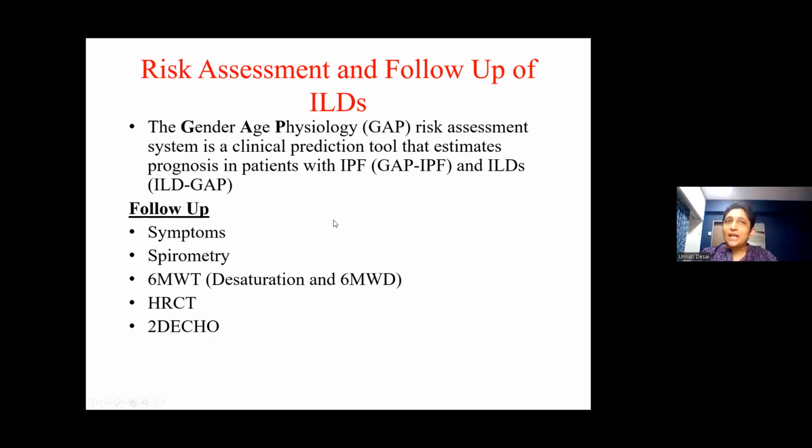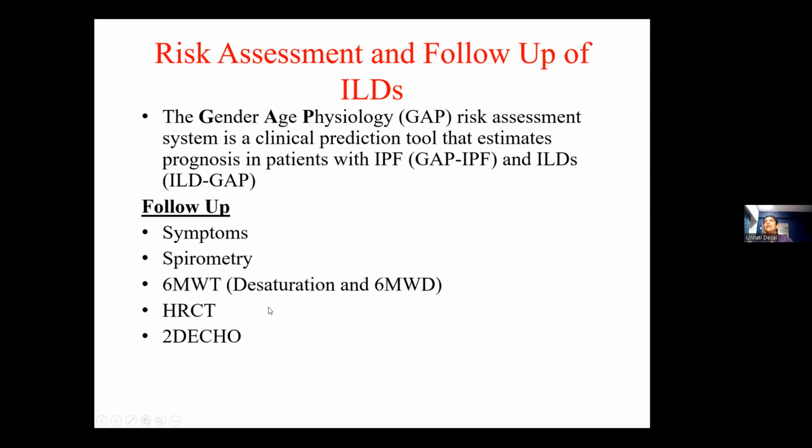So we do a symptom check at follow-up, a simple spirometry, a 6-minute walk test, a 1-yearly HRCT if the patient is doing well, and a 2D echo once a year. The symptom check, spirometry, and 6-minute walk test are easily done in the outpatient department and can be done at every 3-month assessment.